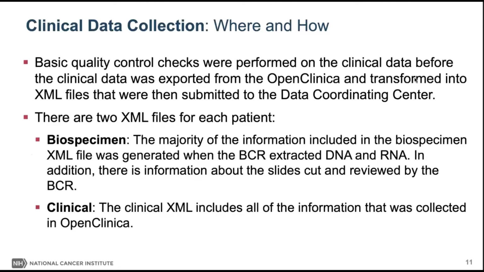Biospecimen includes information about the DNA and RNA that was extracted at the BCR, as well as a little bit of information about the slides and some metadata about the samples themselves. And the clinical has all of that clinical information from OpenClinica, including the enrollment form, the follow-up form, and the other malignancy form, which actually has a separate XML file. So you'll have to look for that on the GDC. It'll be on its own. But it does also have a biotab.